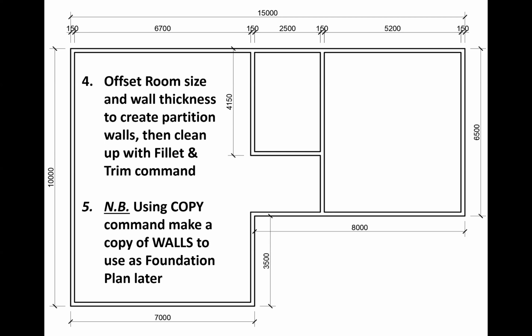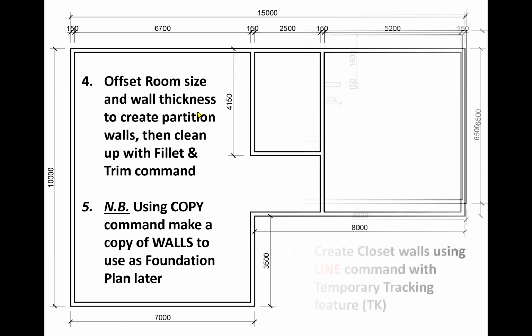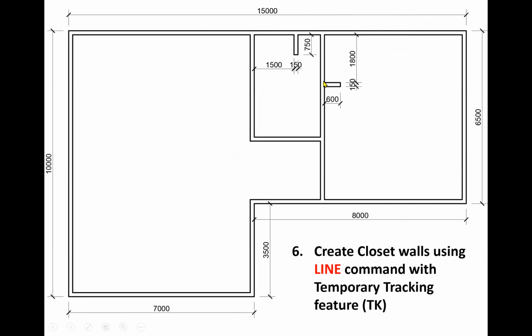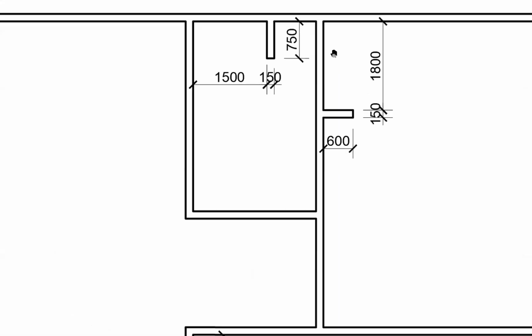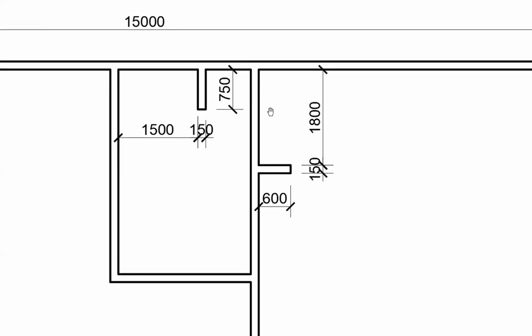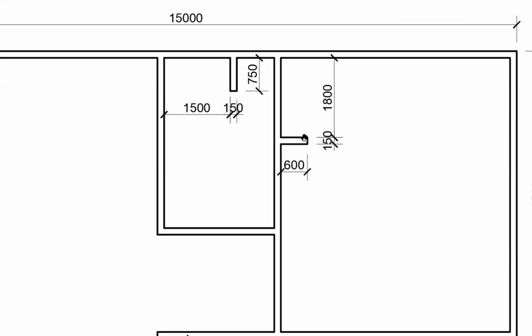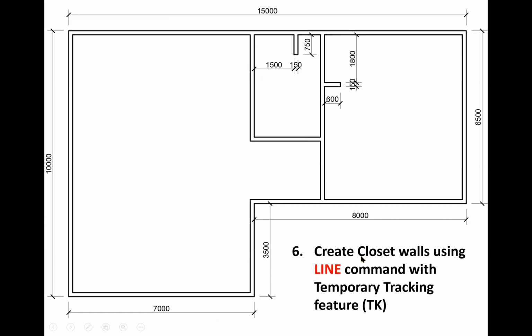All right. So our next step now is to put in this foundation, not the foundation, the closet wall. There are two closet walls. There's a linen closet inside the bathroom, and there's a closet inside this area. So what I'm going to do is zoom in to see close up what's going on right there. And we want to use the line command along with tracking to do that. So it says create closet wall using line command with temporary tracking feature.